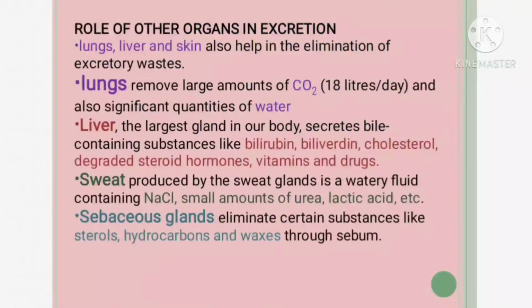Next, the role of other organs in excretion. Other than the kidney, some other organs also help us to excrete waste from our body. The first is the lungs. Carbon dioxide is a waste, isn't it? It has to be given out from our body. If carbon dioxide accumulates, it will lead to poisoning, so it has to be excreted.